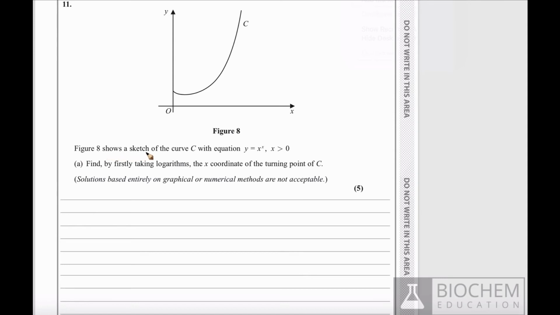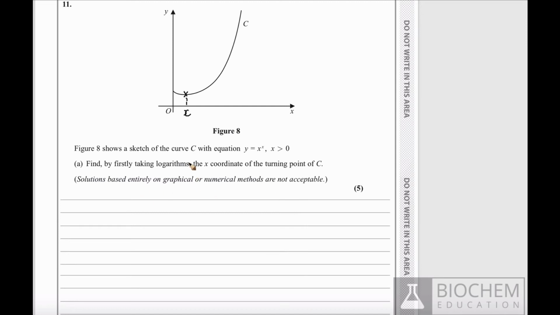Question 11, Part A. Figure 8 shows a sketch of curve C with equation y is equal to x to the power of x, where the values of x are greater than 0. Here is figure 8. It shows a curve C. Part A. Find, by first taking logarithms, the x-coordinate of the turning point of C. This C has a turning point somewhere around here, and the examiner is asking you to find the x-coordinate of this turning point. Solutions based entirely on graphical or numerical methods are not acceptable.